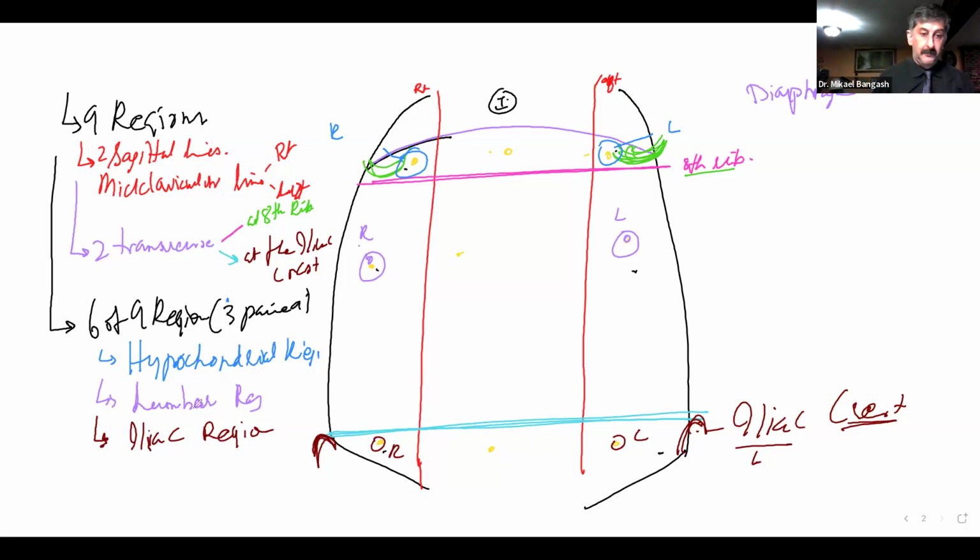Okay. So 3 pairs become 6, that's 6 of the 9 regions. And then we are just left with 3 unpaired. When we say that they're unpaired, that's mainly because you don't have a right and a left. So what are going to be our unpaired regions? These become your unpaired regions.